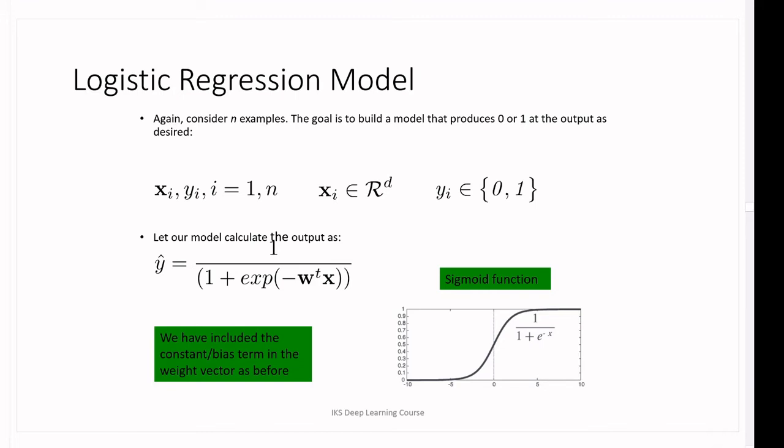So let's say that's the model we are going to be using. And how do we now get the updating rule, or what kind of loss function can we define for such a model?